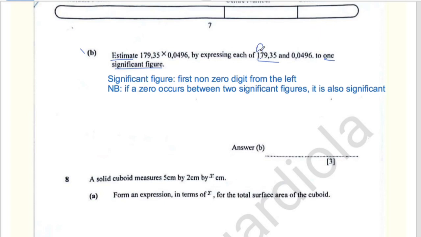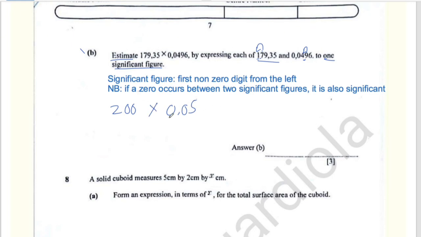Now we need to round our numbers. The second significant figure there is 7 in the first one, so it's greater than 5. We add 1 to the 1. The first number becomes 200. In the second number, the 4 is the first significant figure, the 9 is the second significant figure. Since 9 is greater than 5, we add 1 to the 4 and it becomes 0.05. Okay? So now, after we've done this, we just simply multiply because it says estimate.